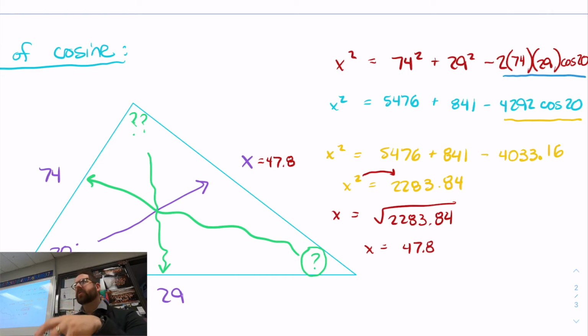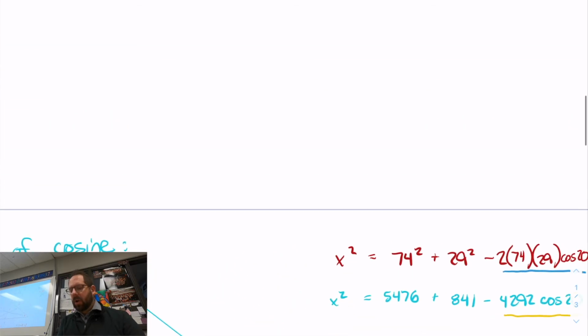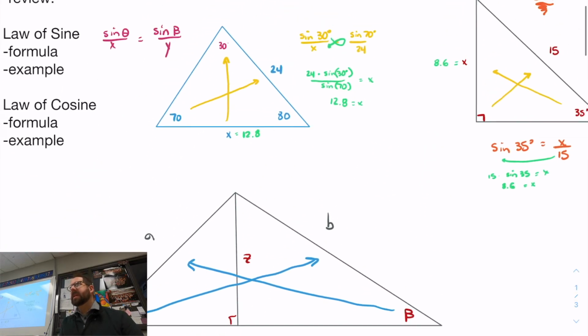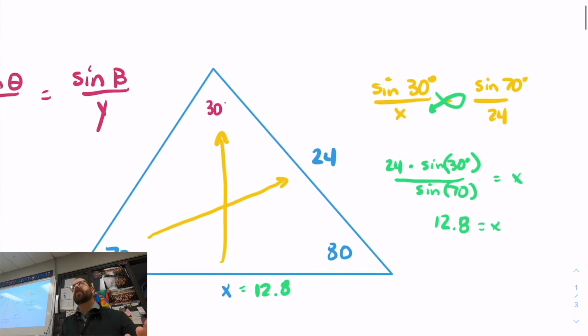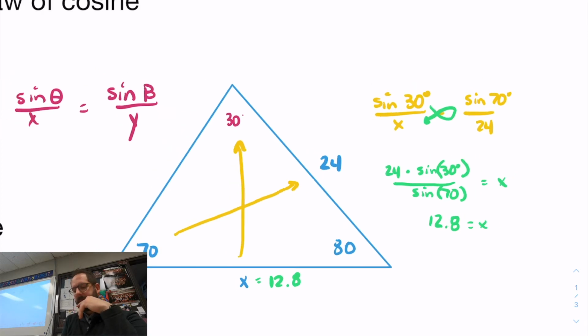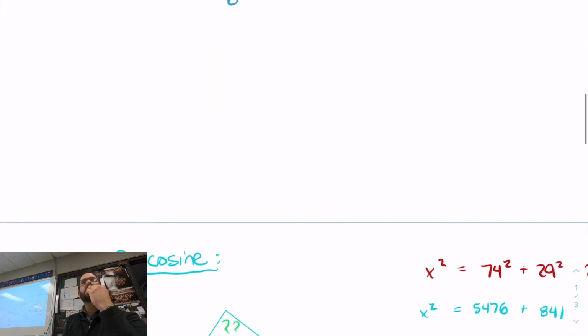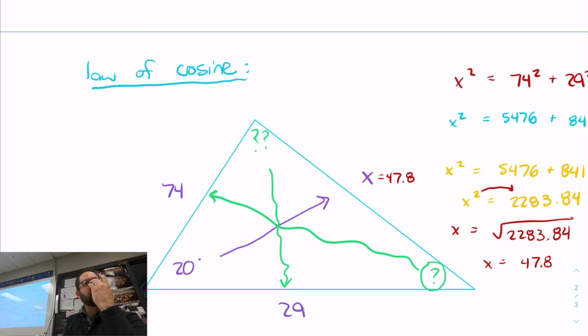And how do you know to use this formula versus the law of sine? I can't do the law of sine here. There was no way I could have set it up. If I could set up the law of sine like I did up here, just do the law of sine all day long, because it is by far the easiest formula we have. It's just a proportion. Solve it, figure it out. But if you can't do it, then it's probably a law of cosine. Those are the only 2 options. There's no law of tangent that I know of.